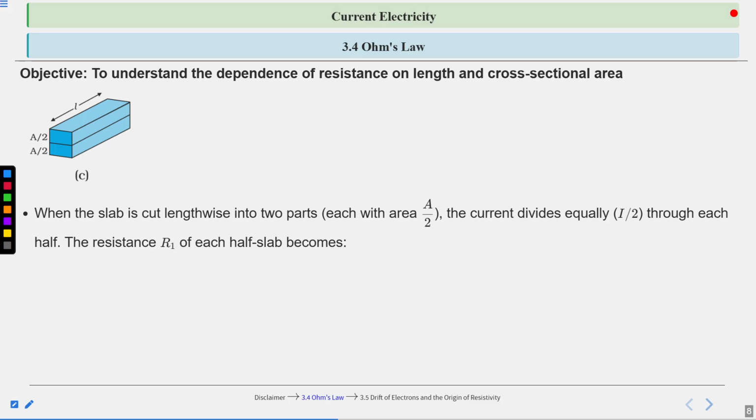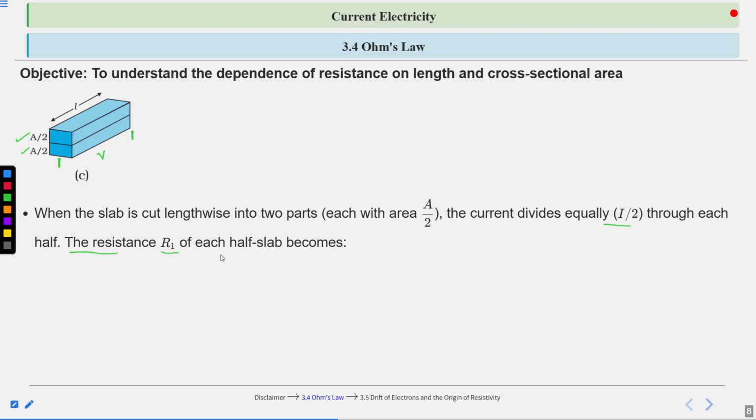So the current becomes I by 2, but the potential difference across its ends remains V, because we are cutting it along the length. So the length is the same, and the potential difference that we are applying across both its ends is V, before or after cutting, but the current is becoming half. Length remains the same, the area of cross section is also becoming half.